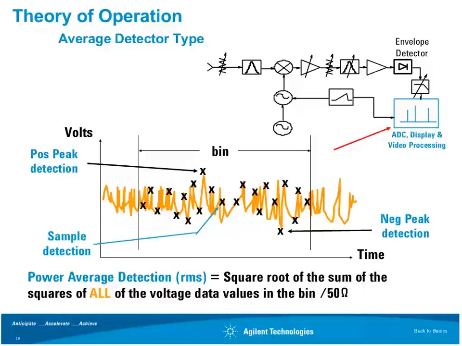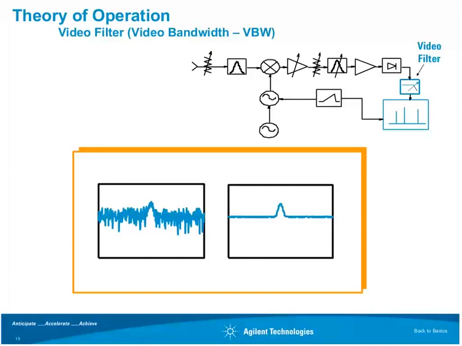There's another important one called the average detector, and the way that works is within any one of these frequency bins, if we sample very quickly, so it's shown by all these X's here, and then took the root sum of the squares of all those values, then that would give you the average value that occurred in that particular frequency bin. So again, different ways of detecting signal, and generally all these detector types are available in the spectrum analyzer.